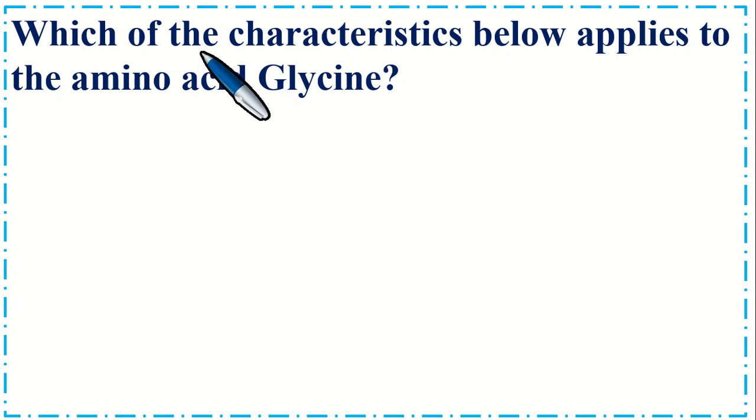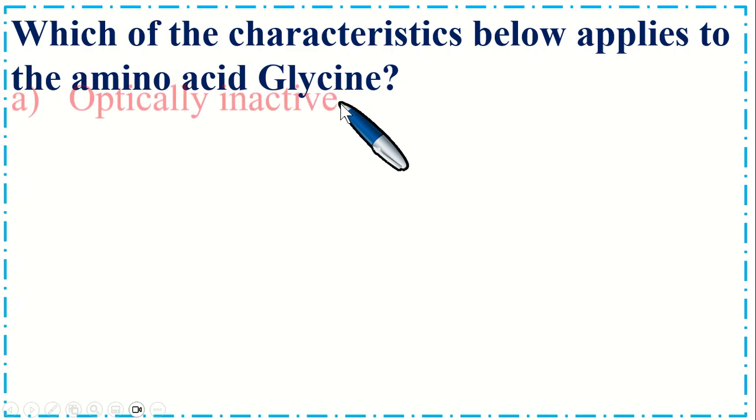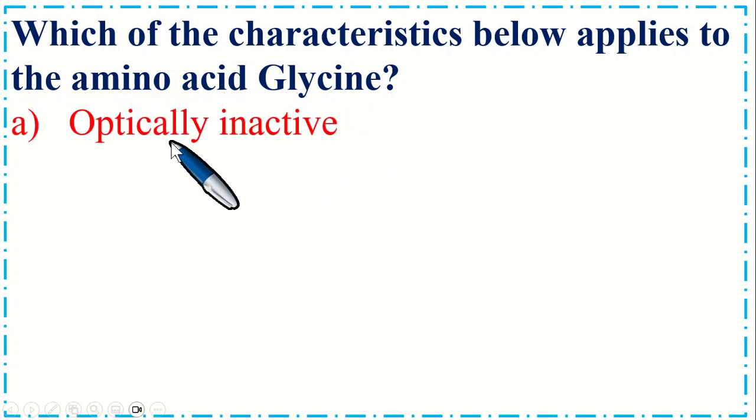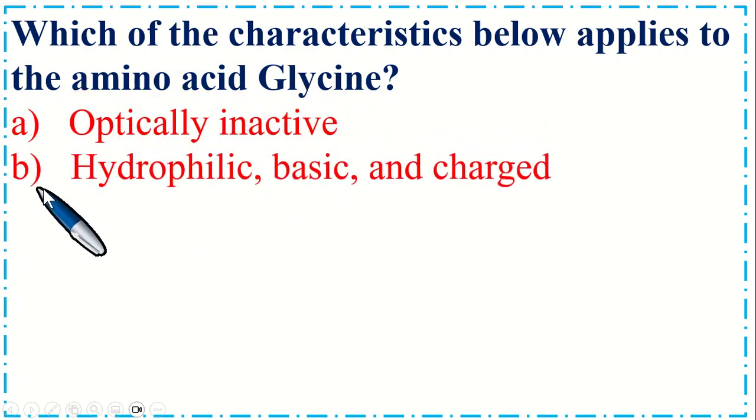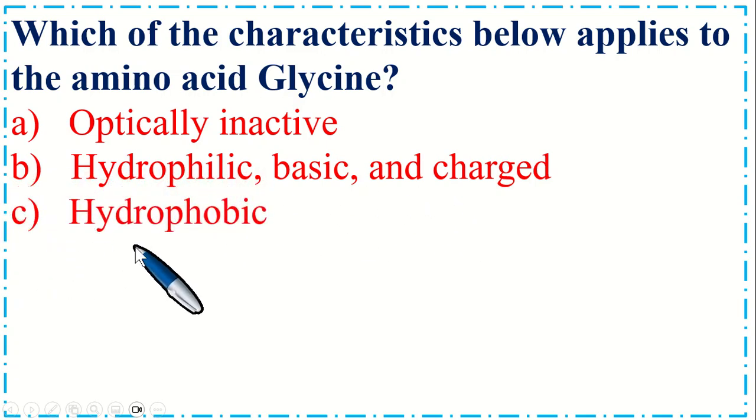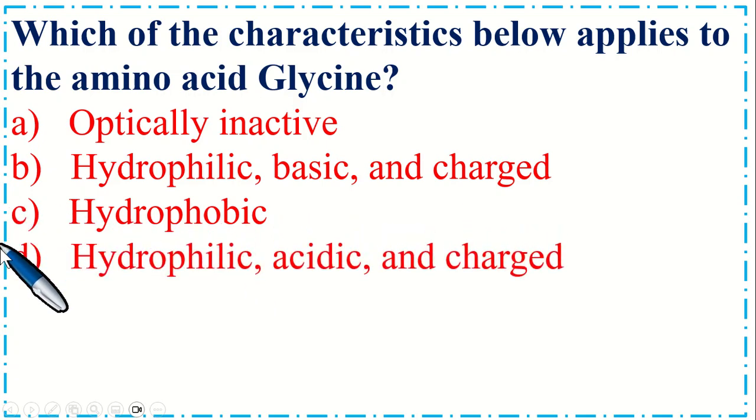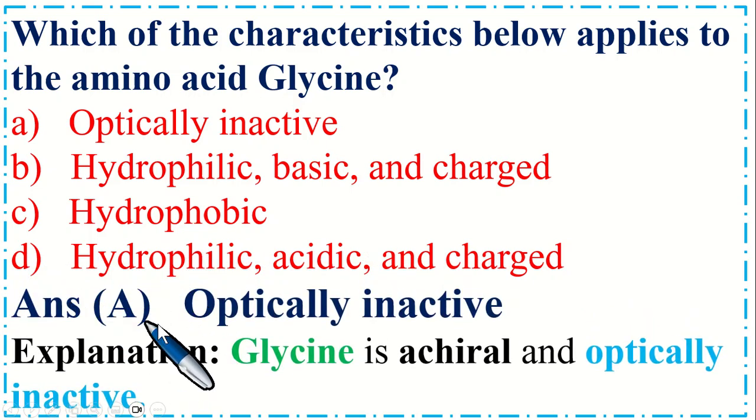Which of the characteristics below applies to the amino acid glycine? Option A, optically inactive. B, hydrophilic, basic and charged. Option C, hydrophobic. And option D, hydrophilic, acidic and charged. So the correct option is A, optically inactive. Glycine is achiral and optically inactive.